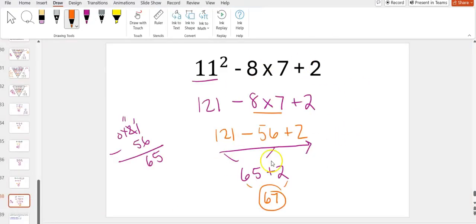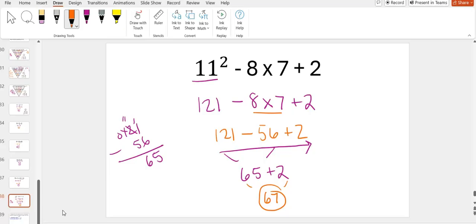All right, we're getting more complicated here. You can see we've got an exponent with some bigger numbers. Then we multiplied, and then we're going to go addition and subtraction from left to right. So we subtracted first and then added to get 67. All right, there's one more problem in this practice lesson.